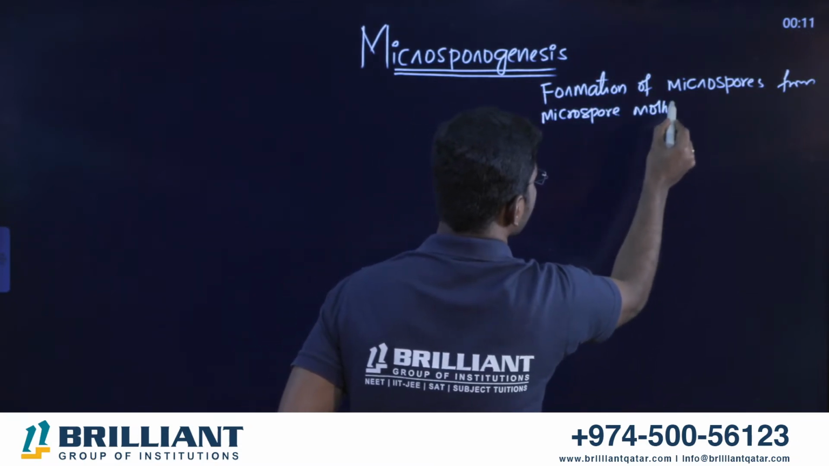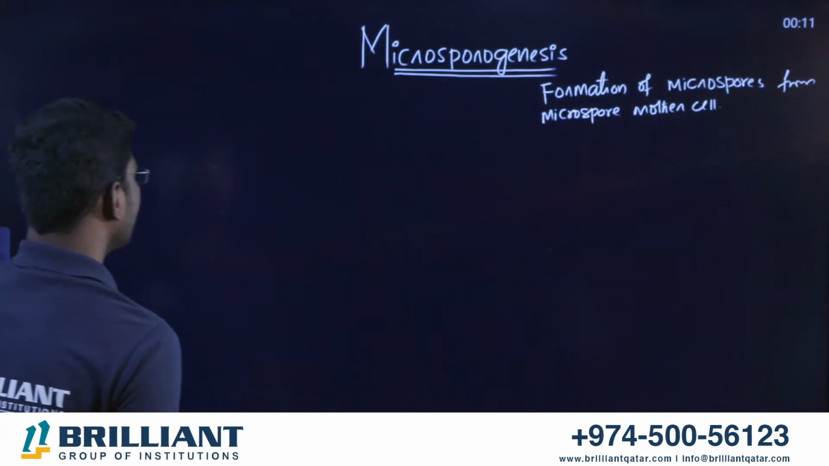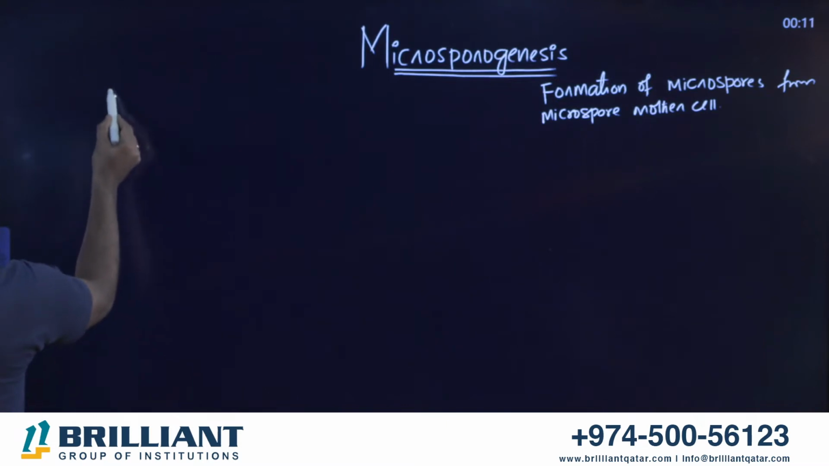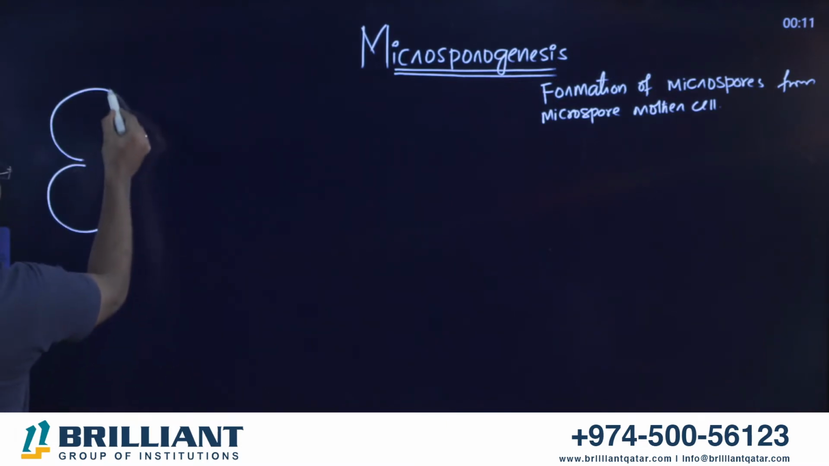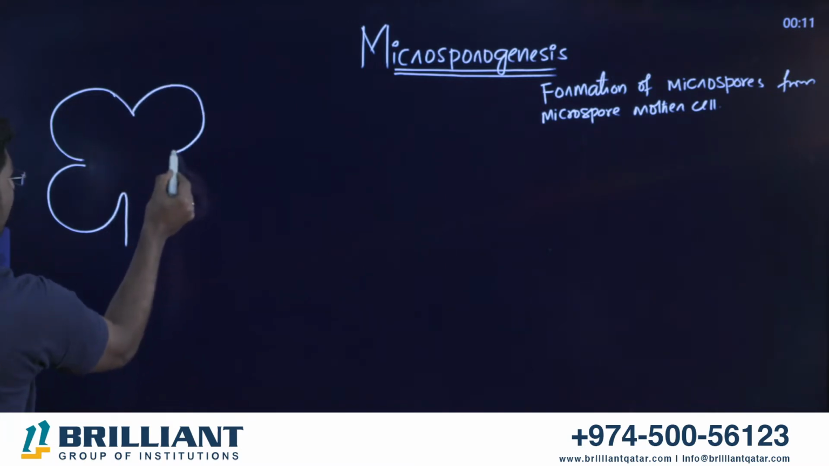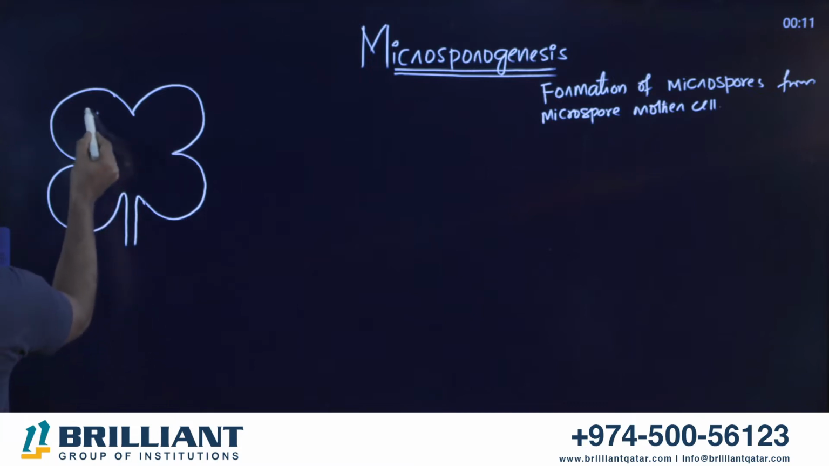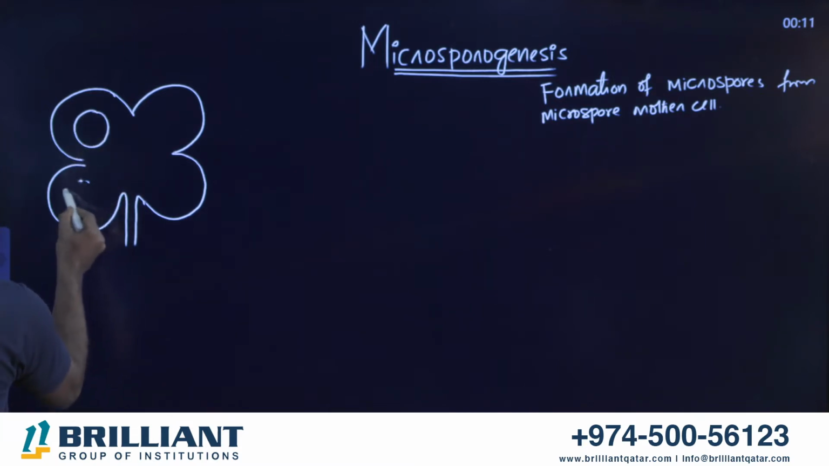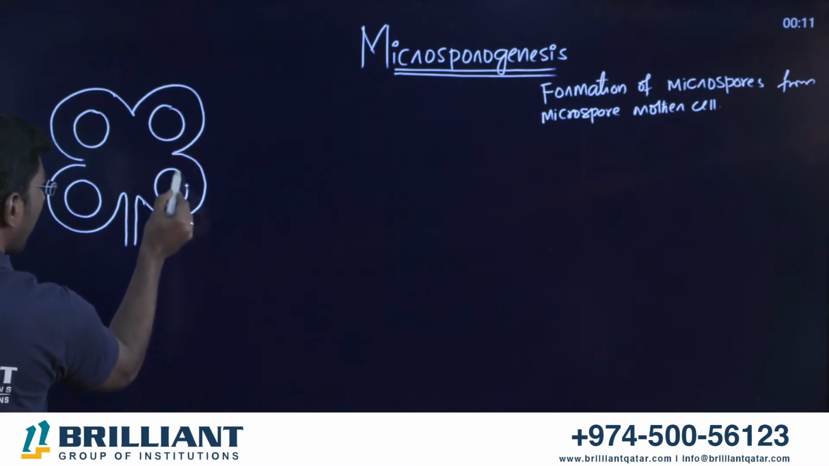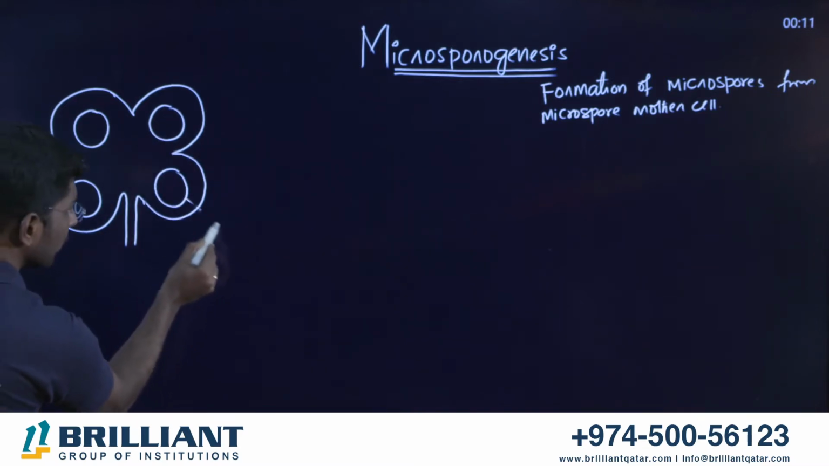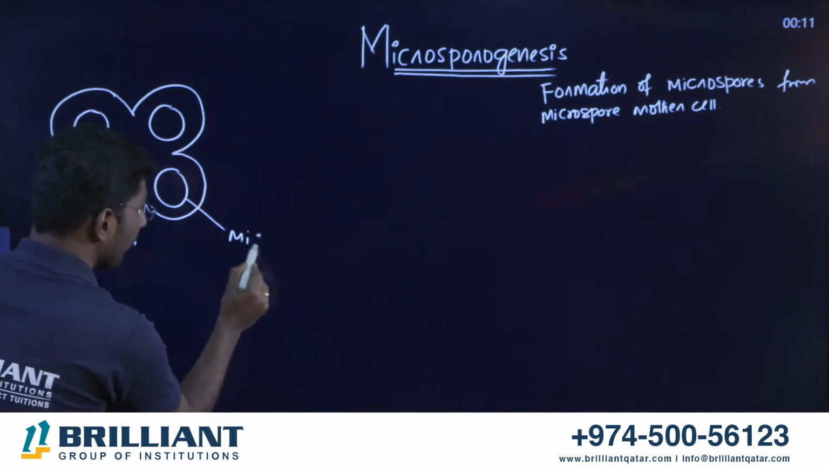Where exactly are these microspore mother cells present? Look at here. Let me take the anther structure. This is the anther, right? So I'm taking a bilobed anther. Students, we know a bilobed anther contains 4 microsporangia. In each lobe, how many microsporangia are there? 2 microsporangia. So I'm taking this one, this is called what? Microsporangium.